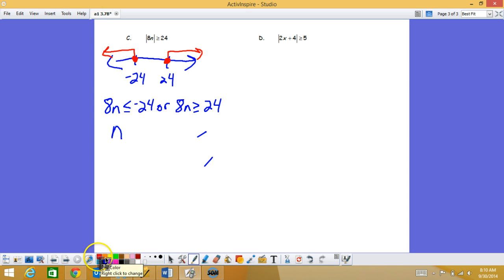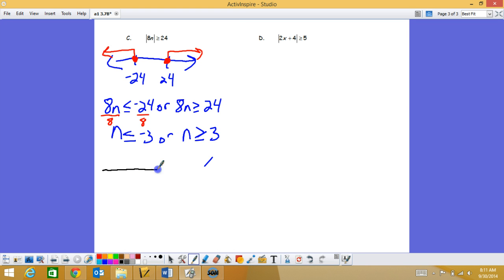Now, one quick review of solving these inequalities. Since we are dividing by positive 8, even though this value is negative, look at what you're dividing both sides by. We do not flip the inequality because we're dividing by a positive number. So that's going to be negative 3, dividing by positive 8 here, n is greater than or equal to positive 3. So that is the inequality form of the solution.